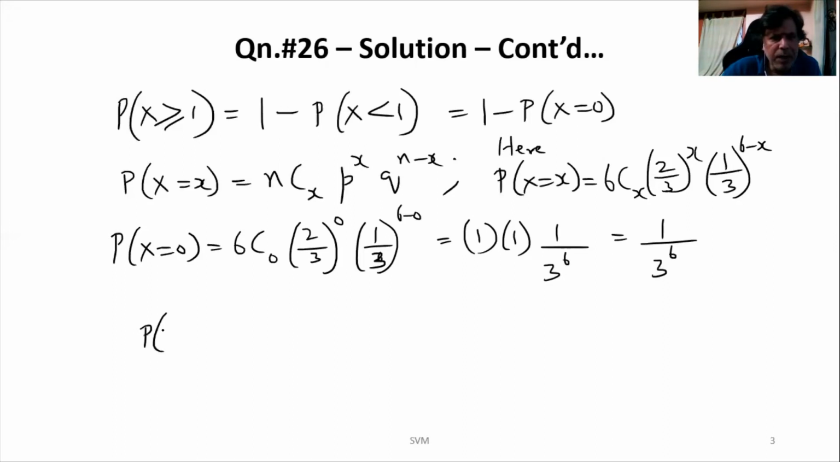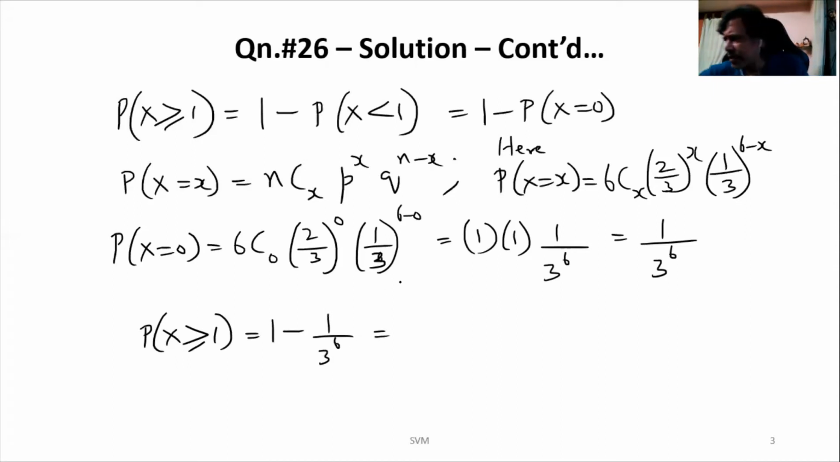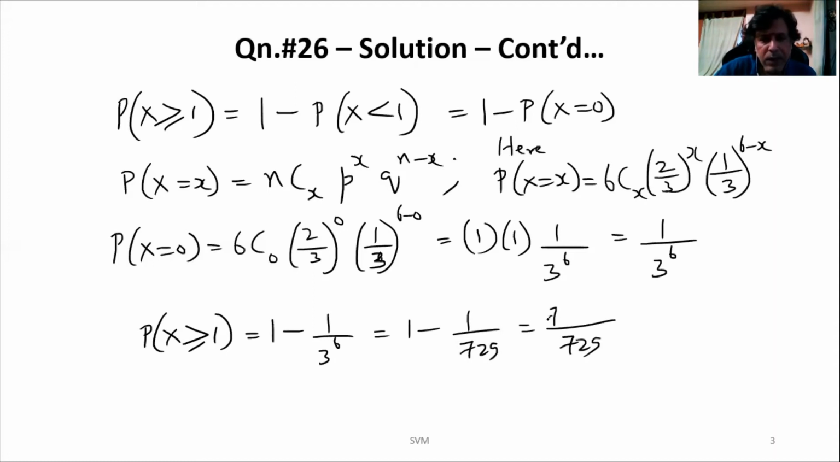Now, what is the probability of x greater than or equal to 1? It is nothing but 1 minus 1 by 3 power 6. Now, what is 3 power 6? Let us calculate that. It works out to 729. So 1 minus 1 by 729. So LCM is 729, so we have 729 minus 1. So the desired probability is 728 by 729. So that's the solution for this particular question.